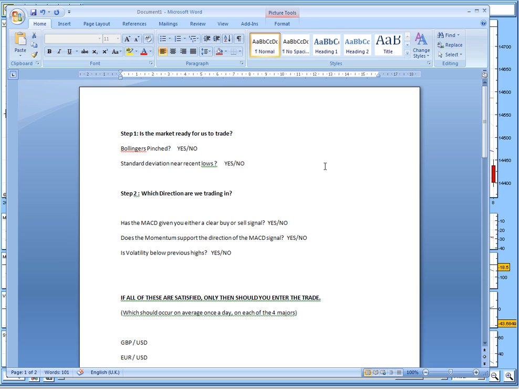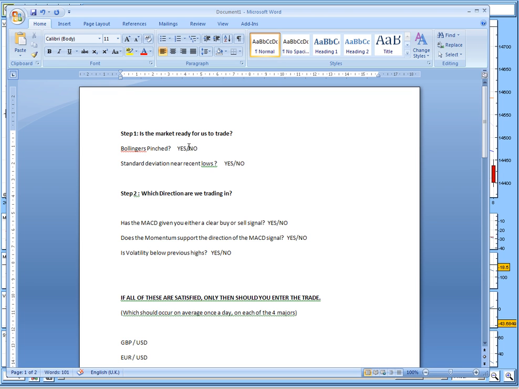Right, over here I've generated a simple checklist which you guys can also recreate. It's purely saying it has 2 steps. Is the market ready for us to trade? And it consists of looking at the Bollinger Bands and the standard deviation, and hopefully you understand what you're looking for from this. So have the Bollinger's pinched, it's either yes or no, and really for you to go onwards, it has to be yes. If it's not yes, really you're not looking at anything else onwards. So if step 1 isn't satisfied, you can't look at step 2.